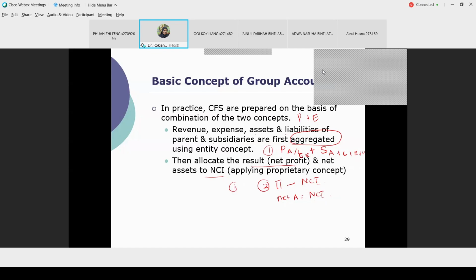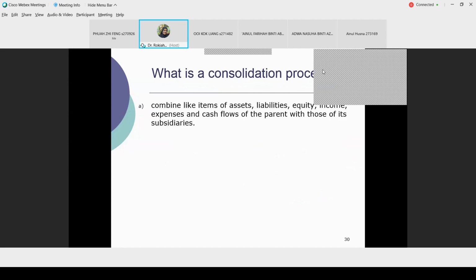Later on, you can look at what it means by aggregate and then allocate to the NCI. And in the examples, you're going to look at this one. This is what we need to do. We need to prepare the consolidated financial statement, a combination of parent and subsidiary, where all the assets, liabilities, revenue and expenses of parent and subsidiary need to be added together. And then after that, we need to account for the NCI. The NCI is going to share in the profit and also the net asset of the companies.